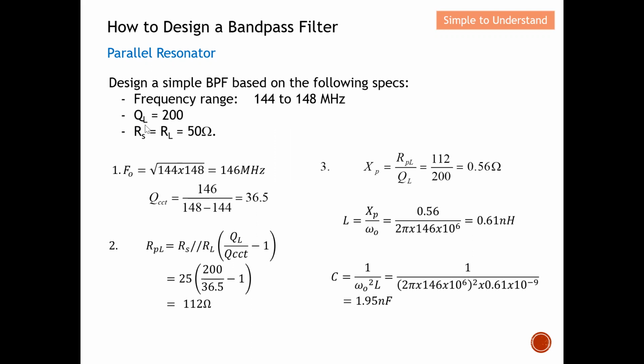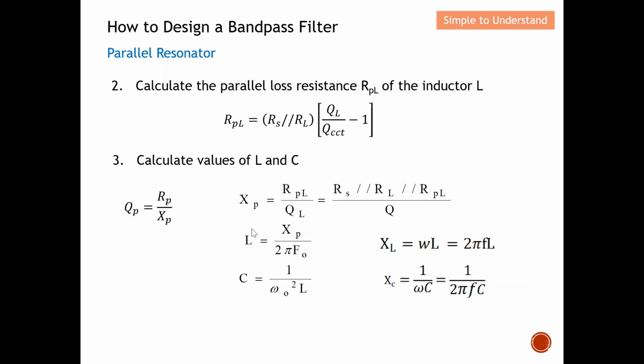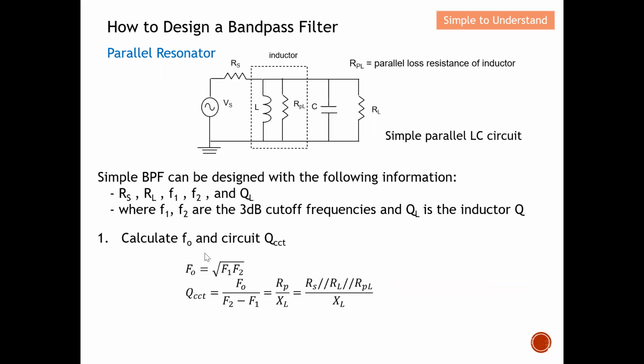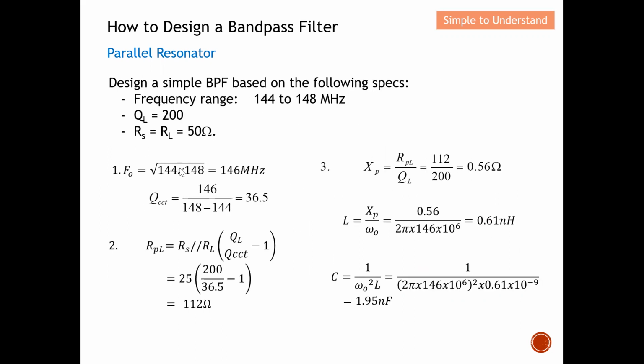The source resistor and the load resistor are 50 ohm. This is the typical filter input and output impedance value. So let's start. First thing, we can easily calculate the resonant frequency by using this equation, which I have shared with you earlier on. Over here, this is the square root of F1 times F2. So I can calculate the resonant frequency, which is equal to 146 MHz.